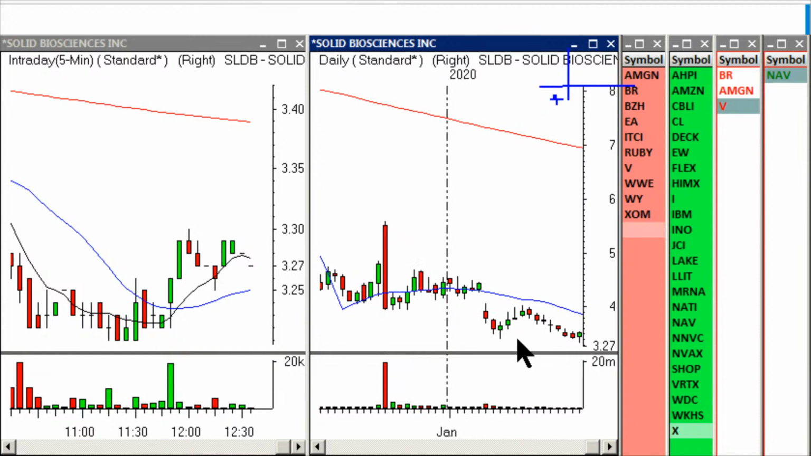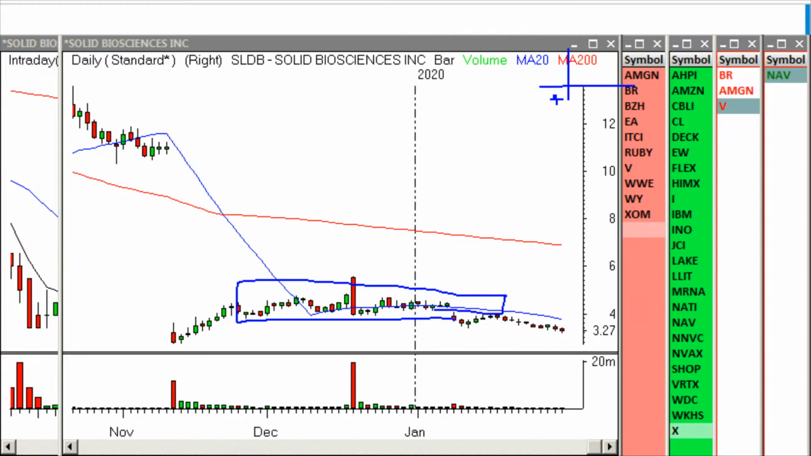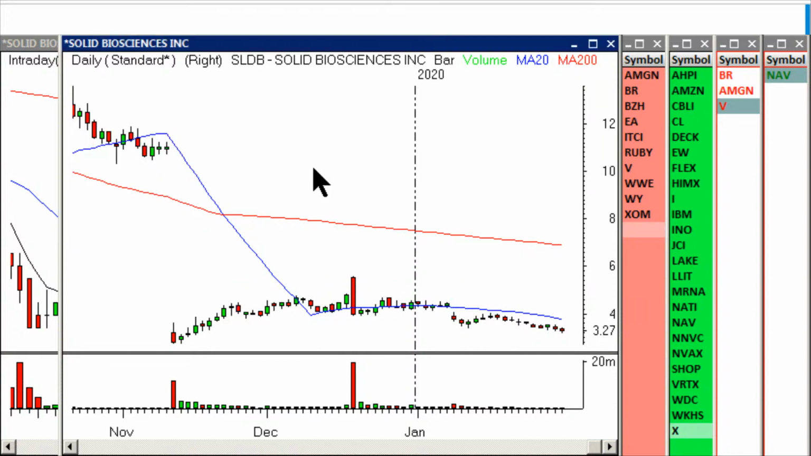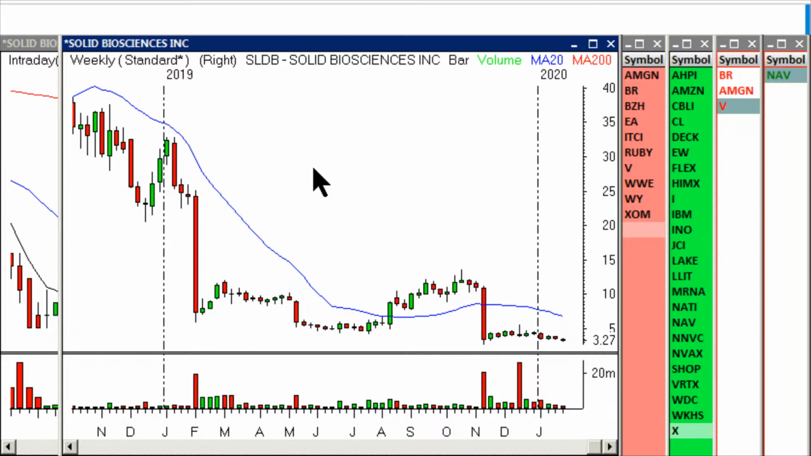If you like the gap, and I really liked SLDB, I added to it also. It's like the GME. I have 2 positions in it. I have the initial and the add. And look what this did. It broke down under the base. The gap triggered a breakdown. So it looked gorgeous to me. And then look at the weekly. Tell me this doesn't look lower. I dare you. It does, doesn't it?